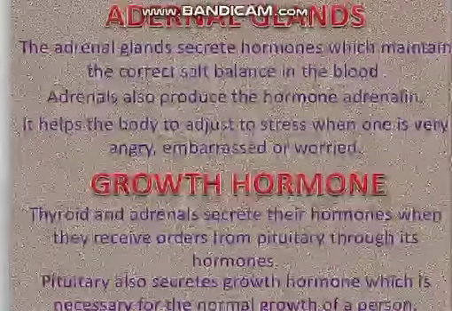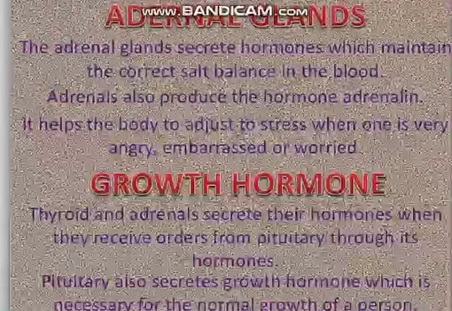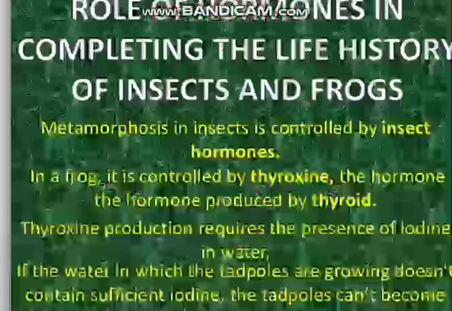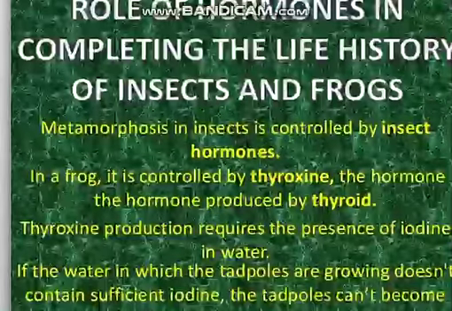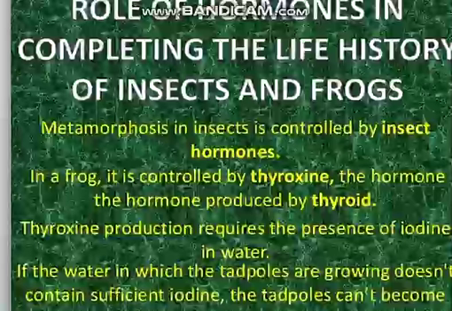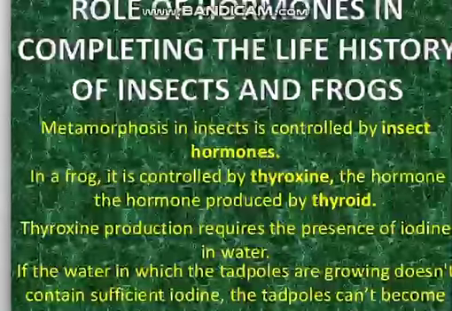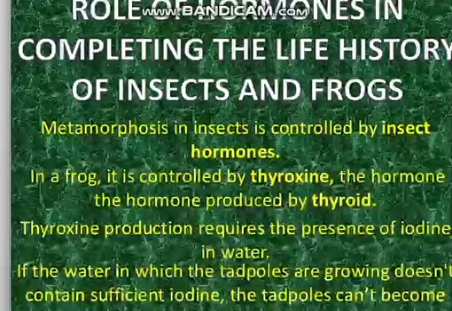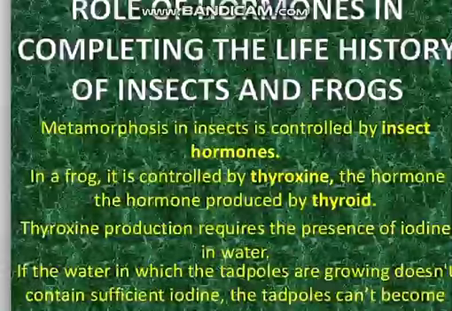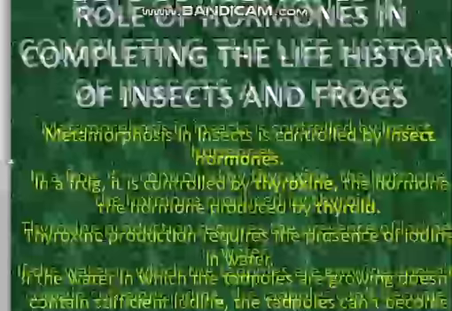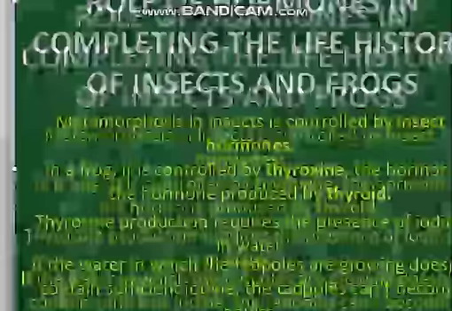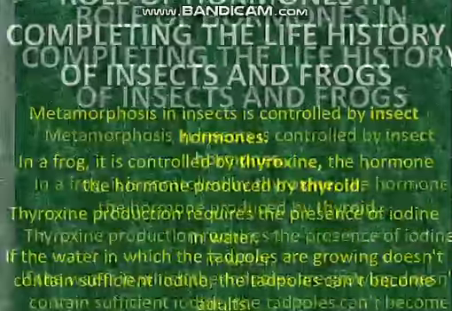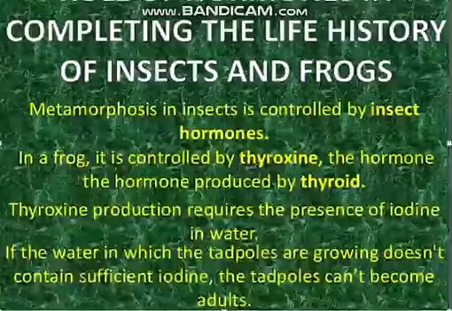Now these hormones have an important role in the metamorphosis of frogs and insects also. If the hormone thyroxine, which is secreted by the thyroid, is not working properly, in that case it will affect the metamorphosis.